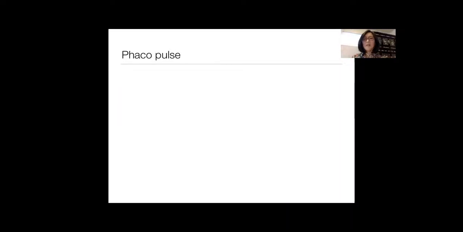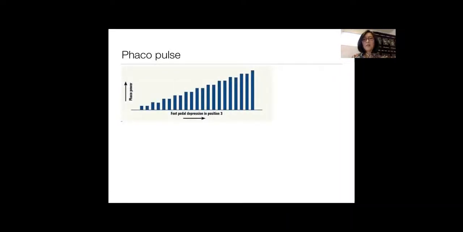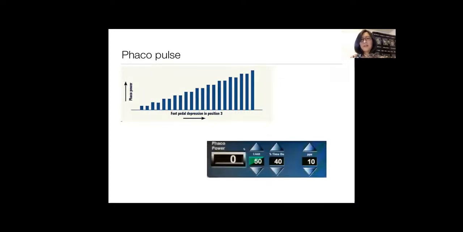If we talk about pulse, this is our ability to depress the pedal and then allow there to be an on and an off time that's programmed automatically into the machine. The more you press, the greater your total phaco energy will be, but there'll be some time where the phaco is off, and so you can minimize the amount of energy delivered. You can set the limits of your phaco power and then the percentage of time that the phaco is on, or the pulses per second. We call this the duty cycle.